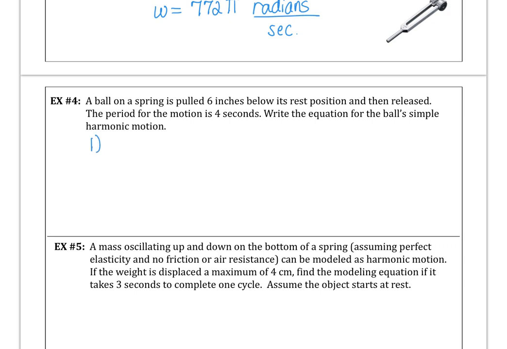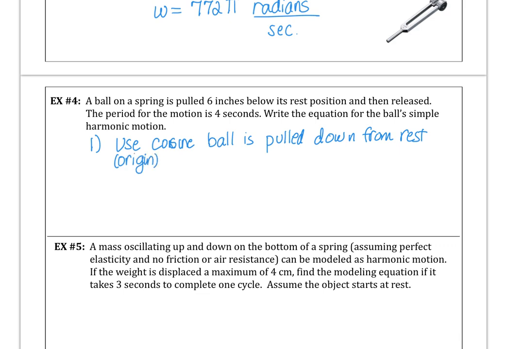If we want to pull an object down, we're going to use the cosine function because the ball is pulled from rest, pulled down from rest. Or the origin, if you want to think about the origin being the resting spot.